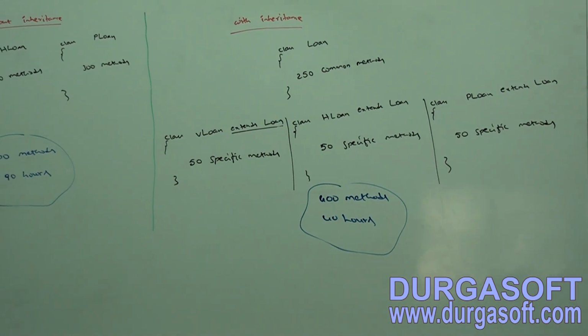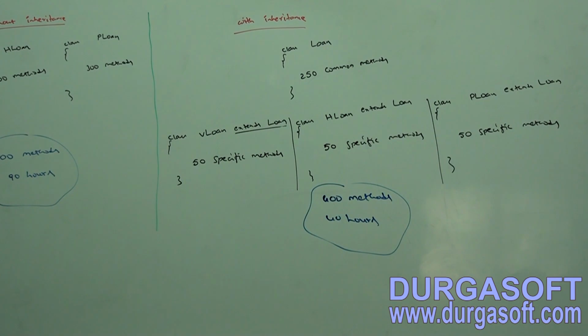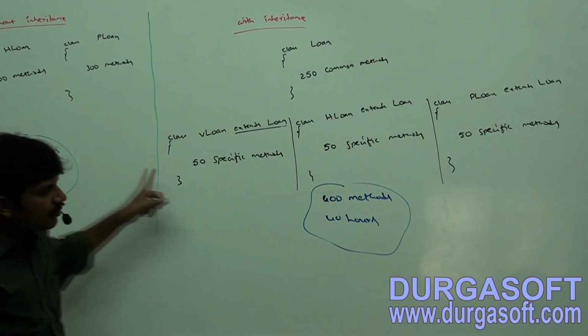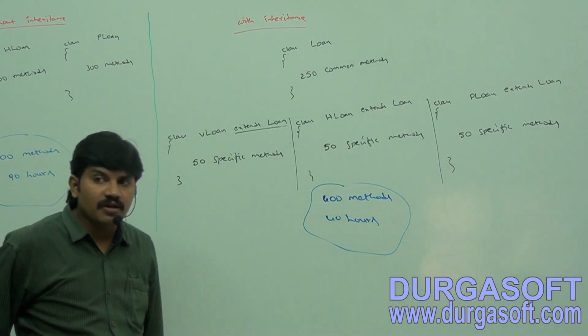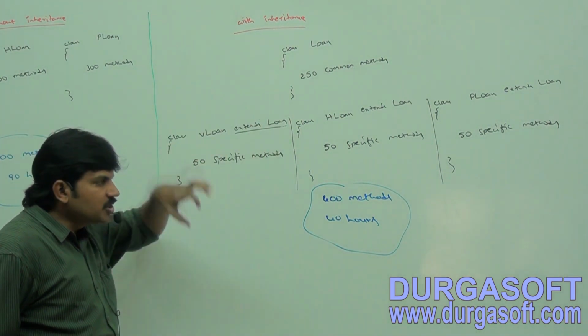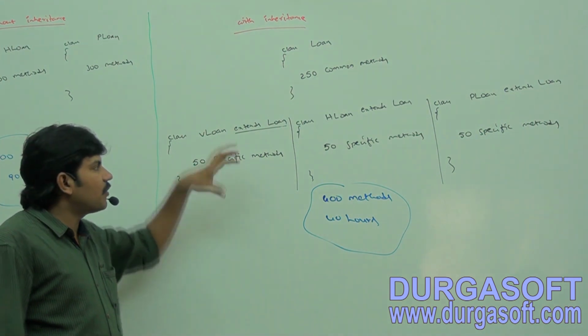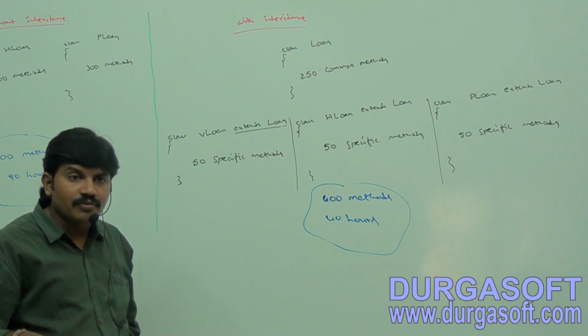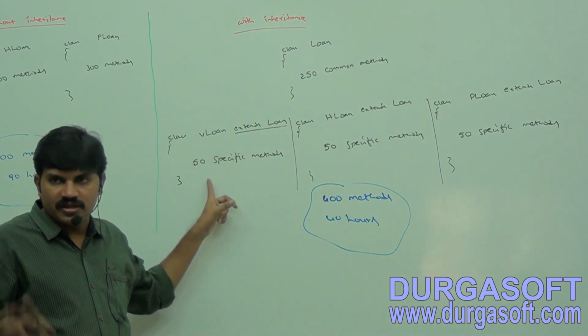So, can you tell the most common methods which are applicable for any type of child, in which class we have to define them? In the parent class or child class? In the parent class. Specific methods which are applicable only for a particular child, we have to define those methods in the child class. Observe that.